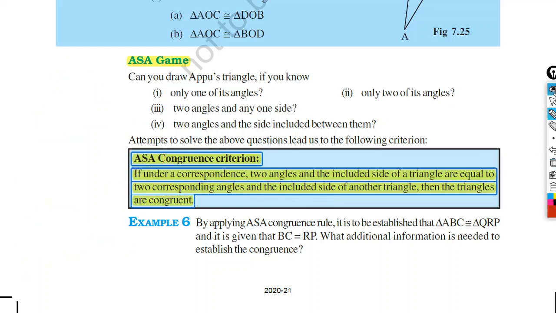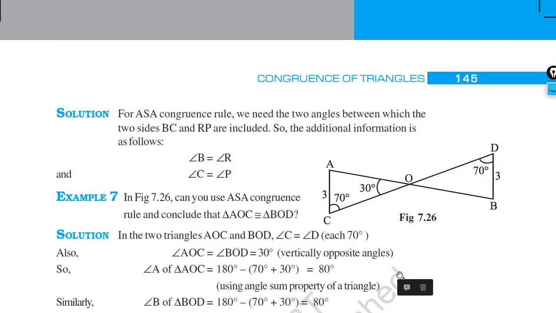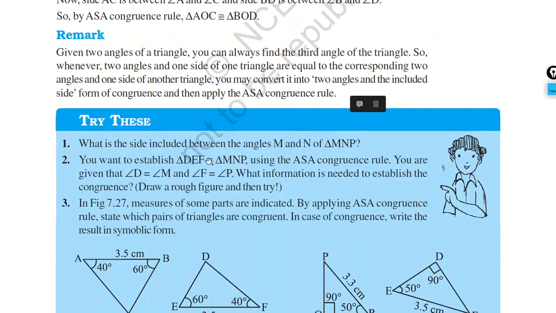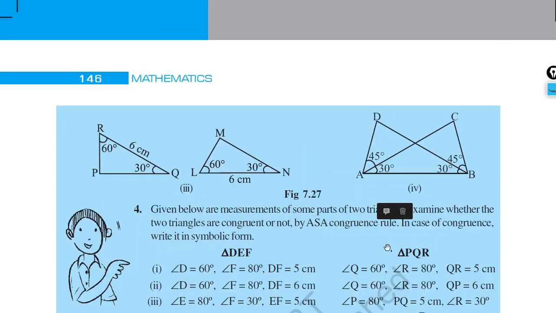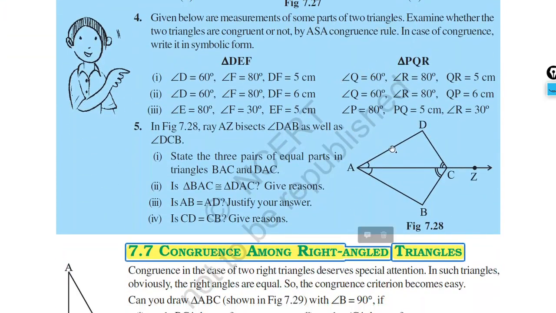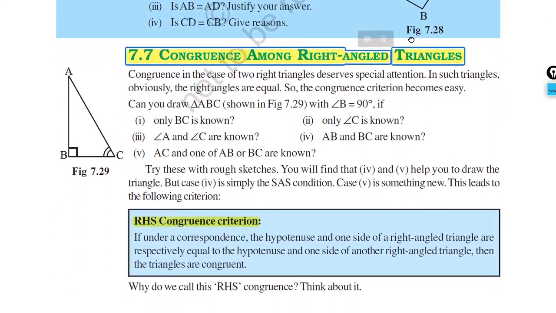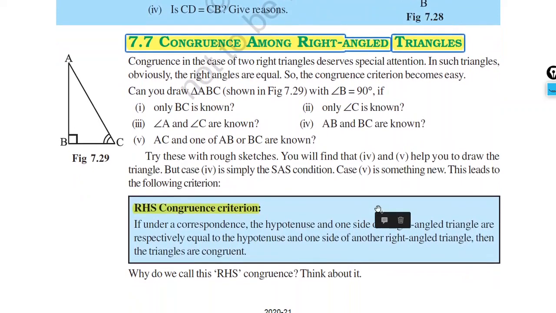There must be another criterion. Let's see whether, okay, there isn't. Please try this at home. Okay, the last criterion is congruency among right angle triangles. Okay, so we'll discuss it.